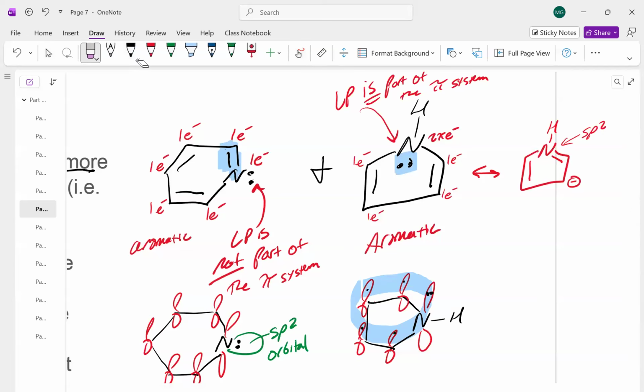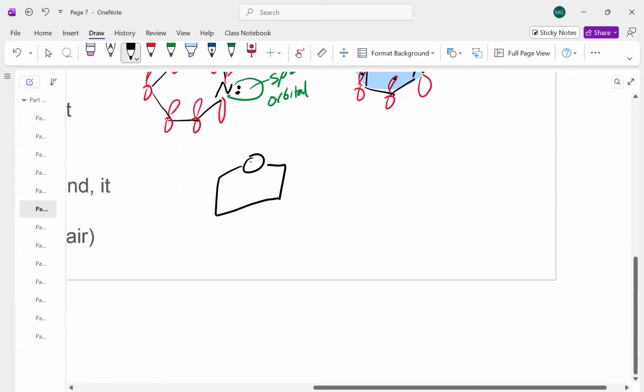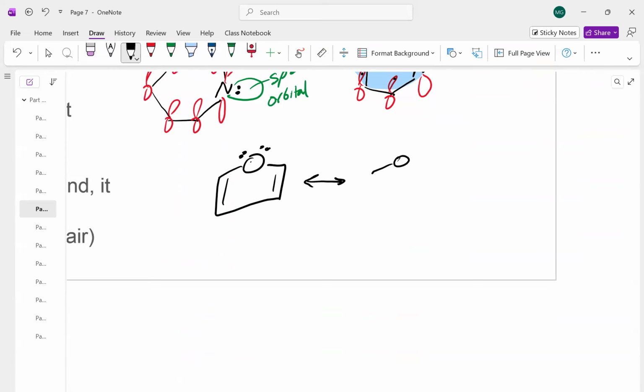Let's look at another example. This time I'm going to take a look at oxygen. All right, let's assume that this is planar. It's cyclic. Are all the atoms sp2 hybridized? Remember, don't forget about resonance. We can draw a resonance form. That shows that oxygen is sp2 hybridized. So it has an unhybridized p orbital.